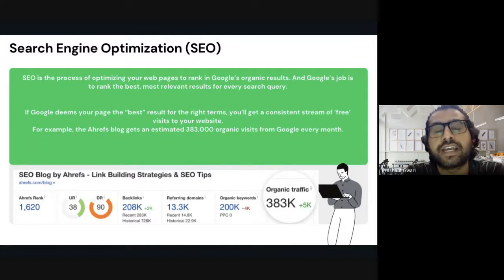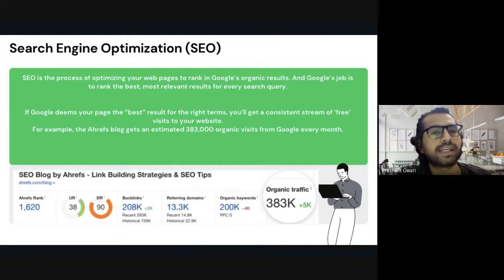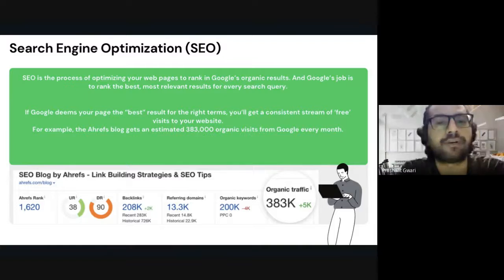And organic results appear in the center part of a search engine page, the mid section. Google's job is to rank the best and most relevant result for your search query. Google is not looking for some reputed website or some kind of money. It is looking for relevant content, the best content. If your content is answering the searcher's question, Google will rank your content on the first page. So if Google deems your page the best result for the right terms, you will get a consistent stream of free visits on your website.